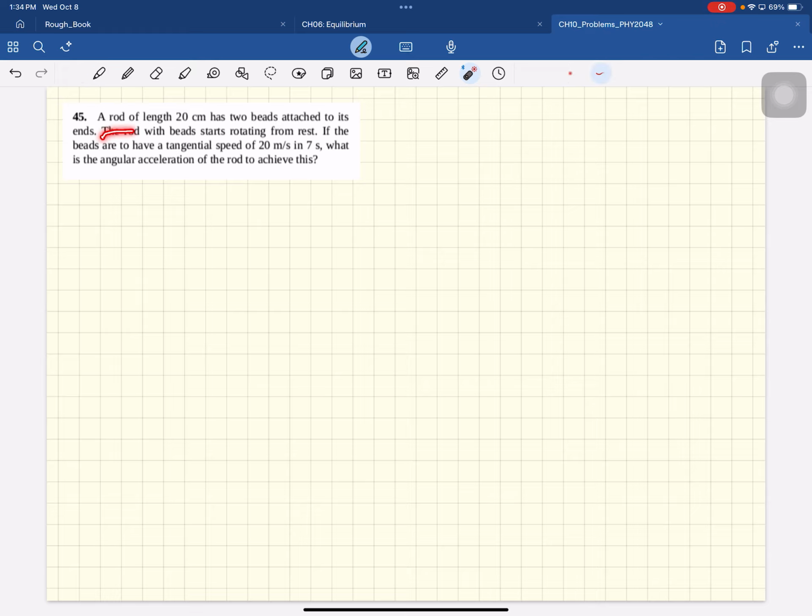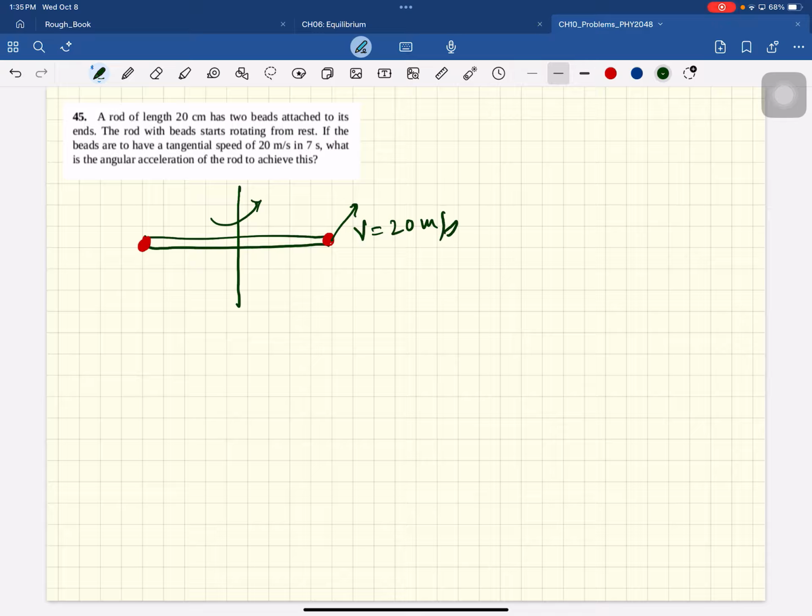So this problem says a rod of length 20 centimeters has 2 beads attached to its ends. Okay, so the rod with beads starts rotating from rest. If the beads have to have a tangential speed of 20 meters per second in 7 seconds, what is the angular acceleration of the rod? Okay, so let's say it's rotating about that point, and here's the linear speed equal to 20 meters per second after 7 seconds.